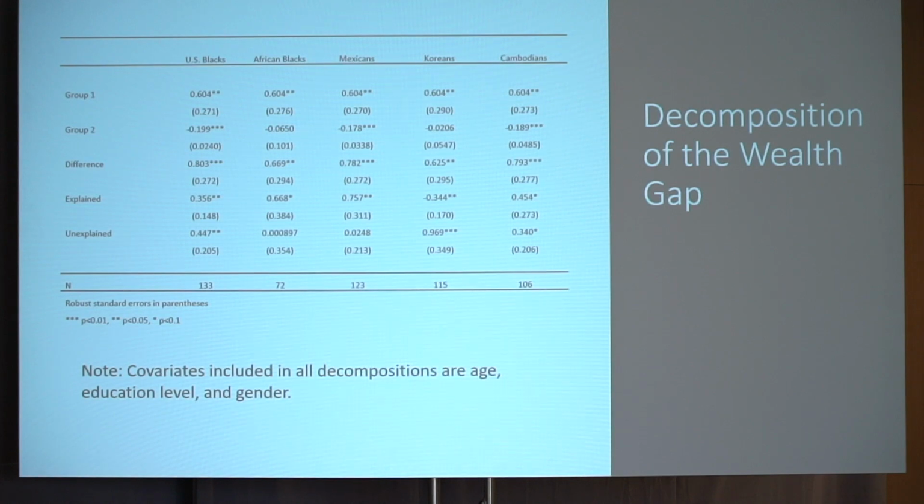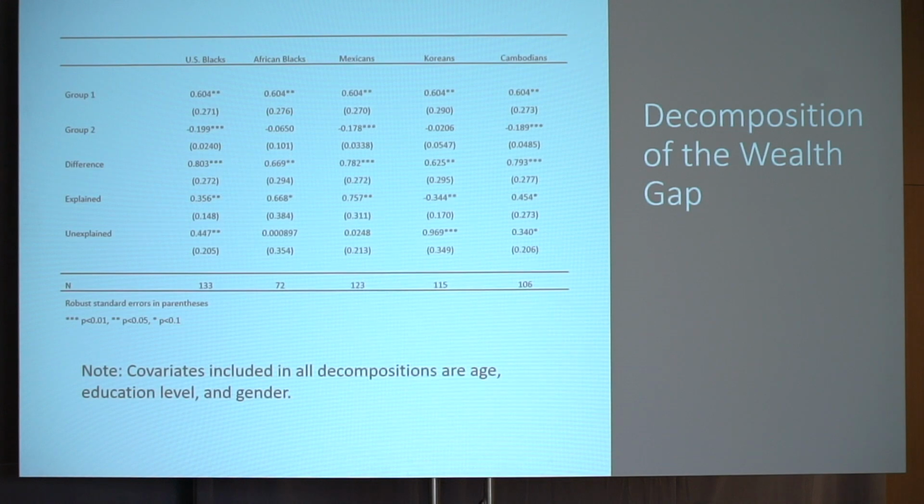I also want to note that for the wealth gap decompositions, we're working with a much, much smaller sample size. So we're working with about 335 observations as opposed to the 506 that we were working with earlier. And we also use normalized wealth in this decomposition. And so the units for these coefficients are going to be in standard deviations.